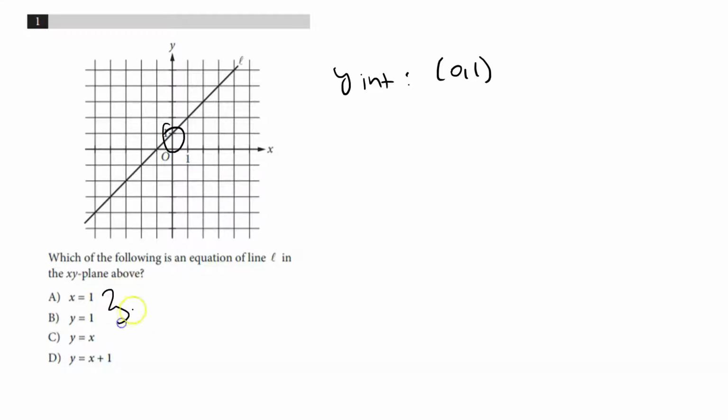Right off the bat, A and B, those are vertical and horizontal lines, so those wouldn't fit this. And C, the line y equals x, we know that has no y-intercept, it passes through the origin. So that leaves us with choice D. D is the correct answer to number 1.